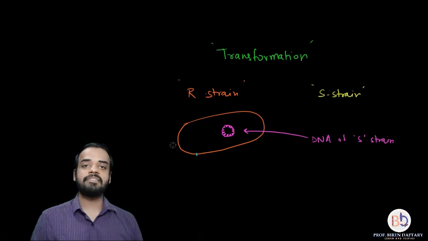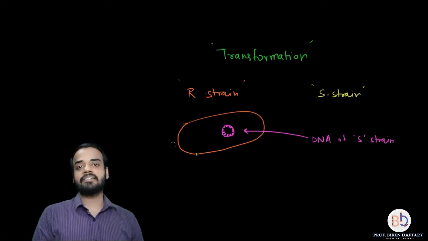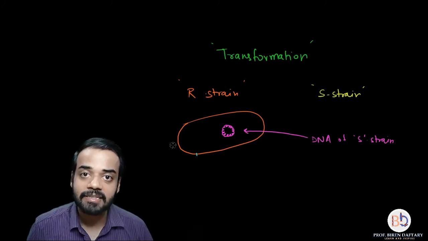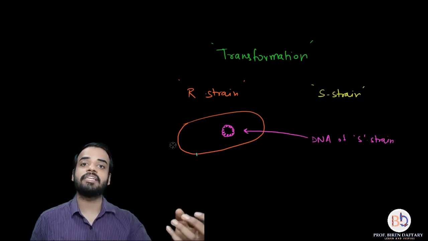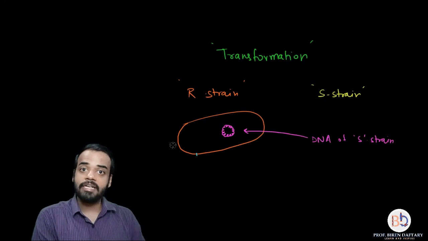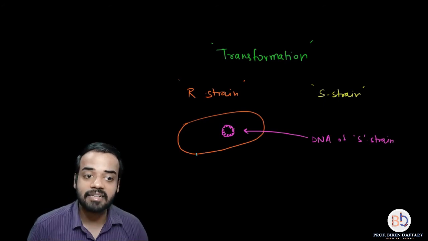Now what happens? See, the difference between R strain and S strain is the absence and presence of a capsule. Now why is the capsule produced in the S strain? That is because of the DNA, because DNA contains that information. Now the R strain has got DNA of S strain, as you can see in this diagram.